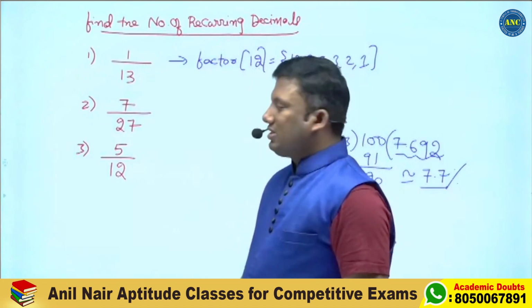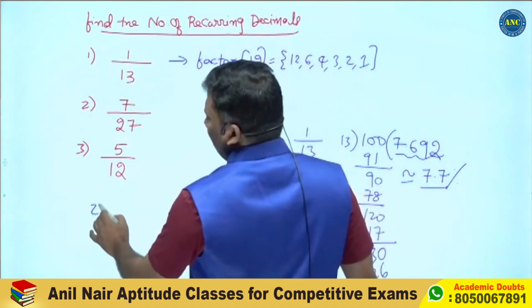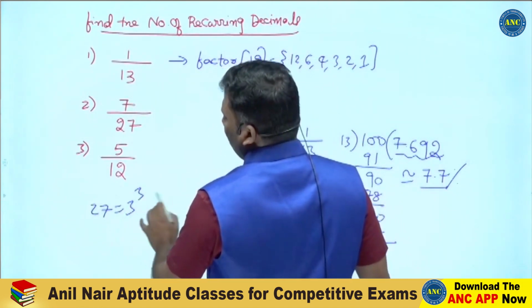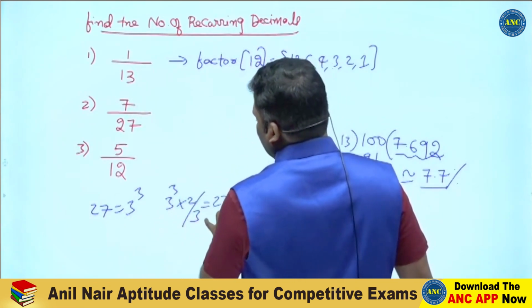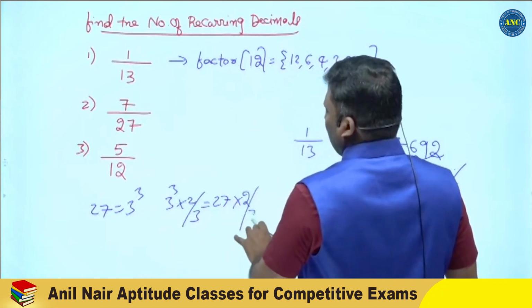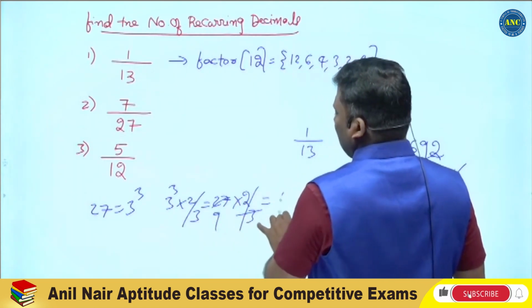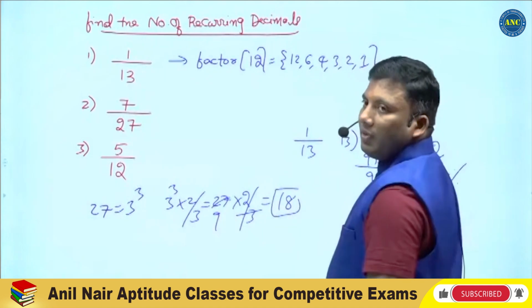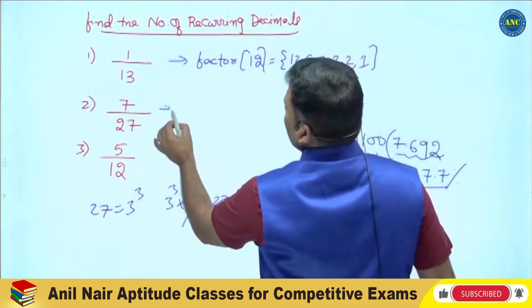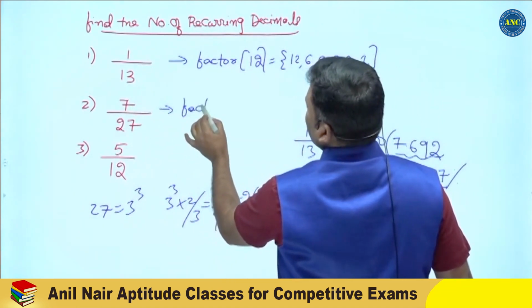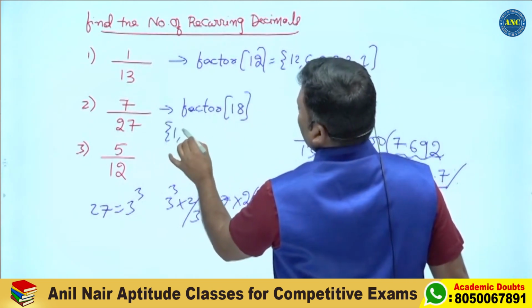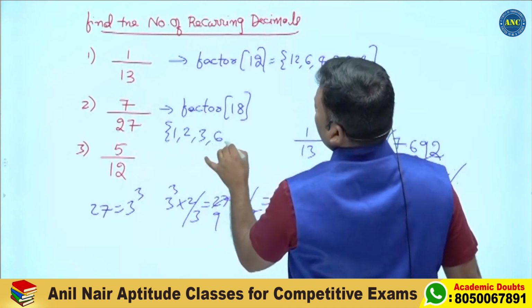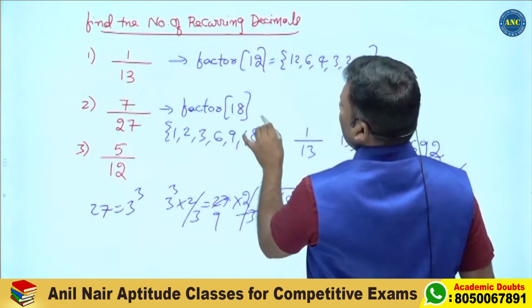7 by 27. Already we discussed. 27 is 3 cube, so 3 cube into 2 by 3, so 27 into 2 by 3, it is 18. The answer will be a factor of 18. That means it can be 1, 2, 3, 6, 9 or 18.